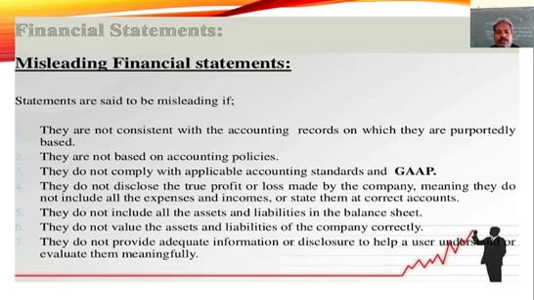They do not disclose the true profit or loss made by the company, meaning they do not include all the expenses and incomes or state them at correct amounts. So they must properly follow the accounting principles. If they do not follow them, there may be some difficulties, and they must follow all the accepted accounting standards. If these are not applicable, the financial statements will be misleading. If they do not disclose the true profit and loss, it may mislead the financial statements.